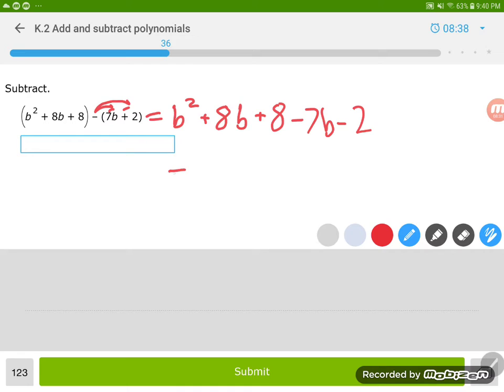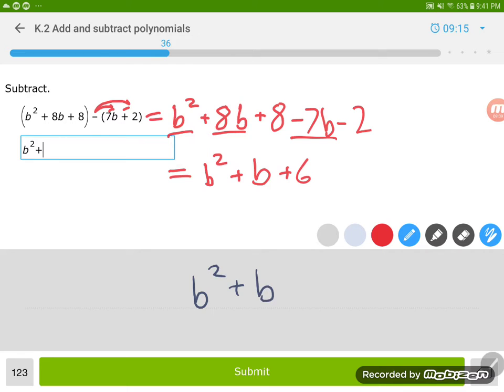Now I'll go ahead and I'll combine my like terms. I see that my b squared term does not have any like terms, so this will just be b squared. I see that my 8b and my negative 7b, well, those can combine together, and I have 8 of something, and I have negative 7 of that same thing, or $8 of actual money and $7 of debt. That produces just a single dollar, or a single b. And I have 8 minus 2, well, that's like having $8 and spending $2, and you just have 6 left over. So my final answer is b squared plus b plus 6.